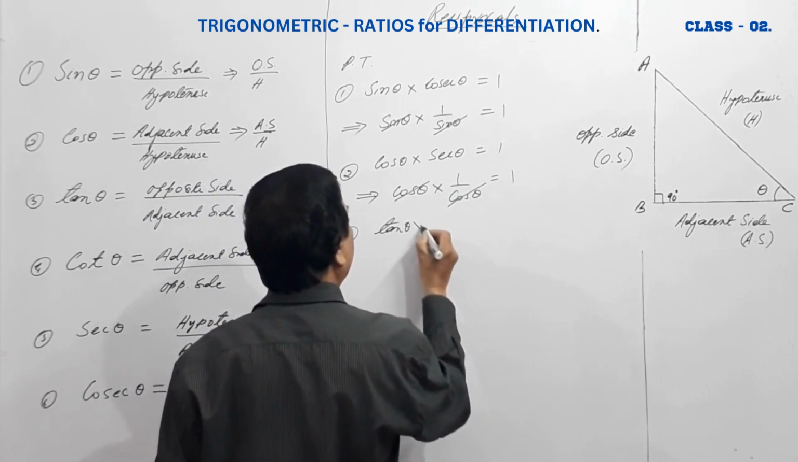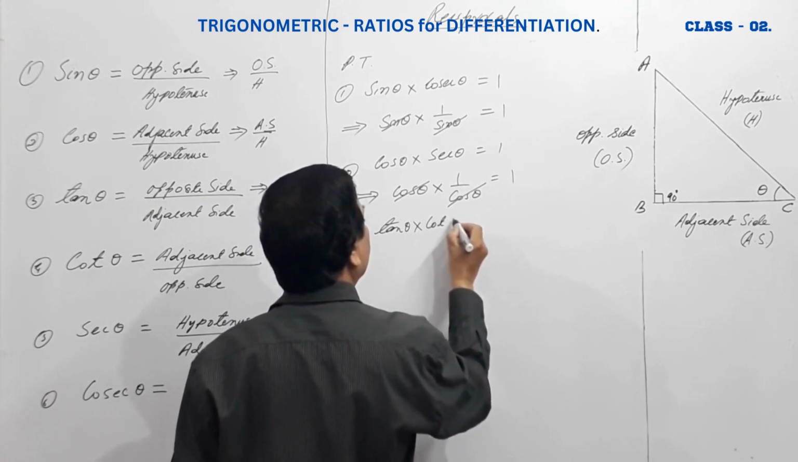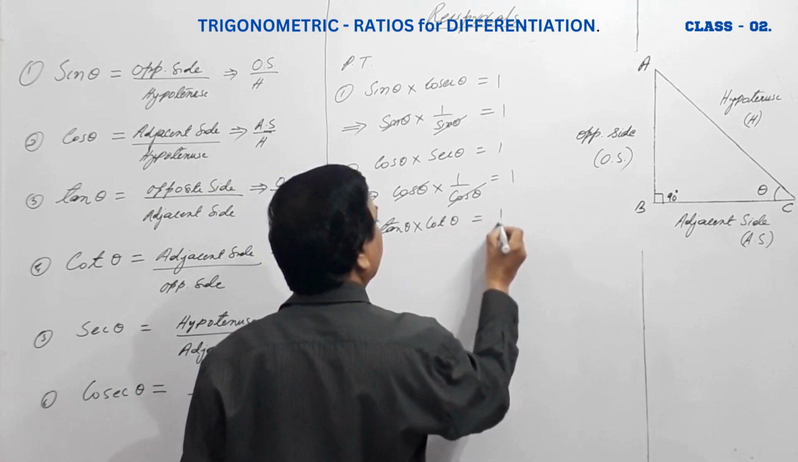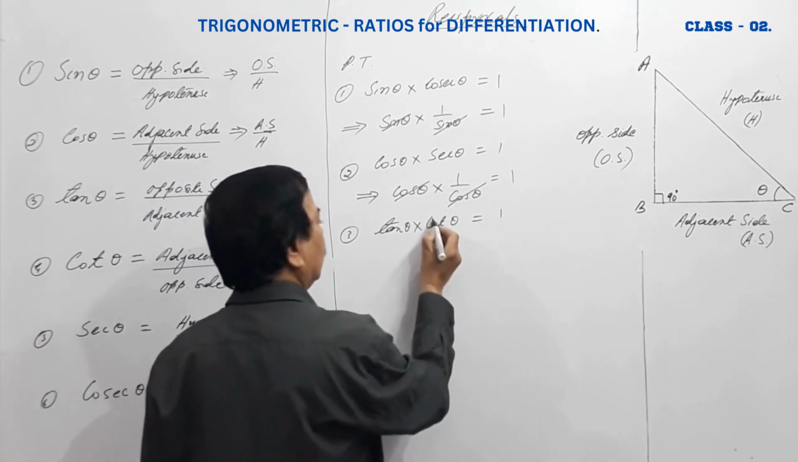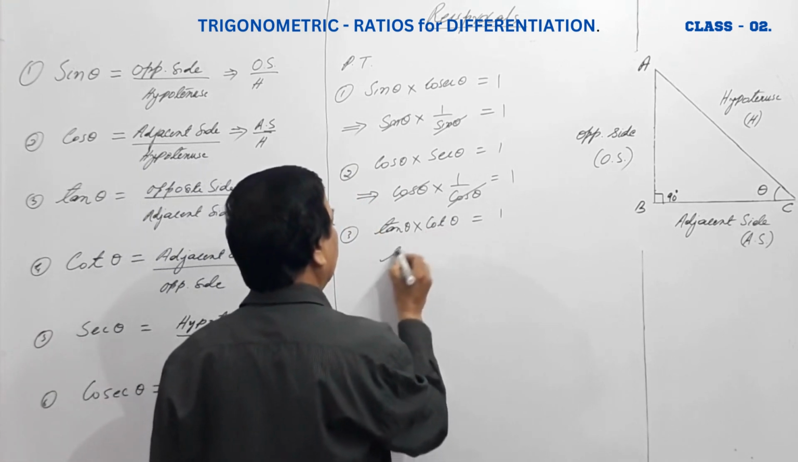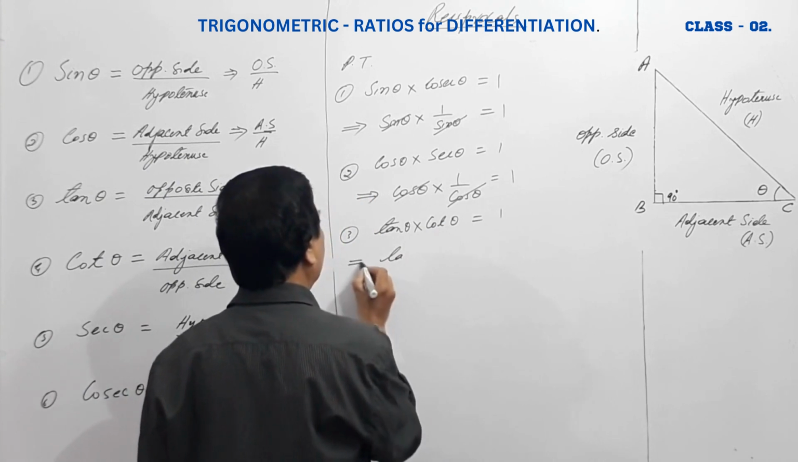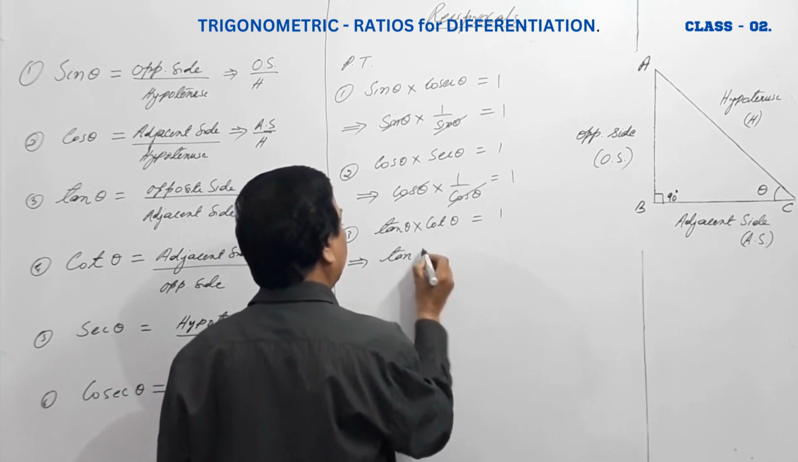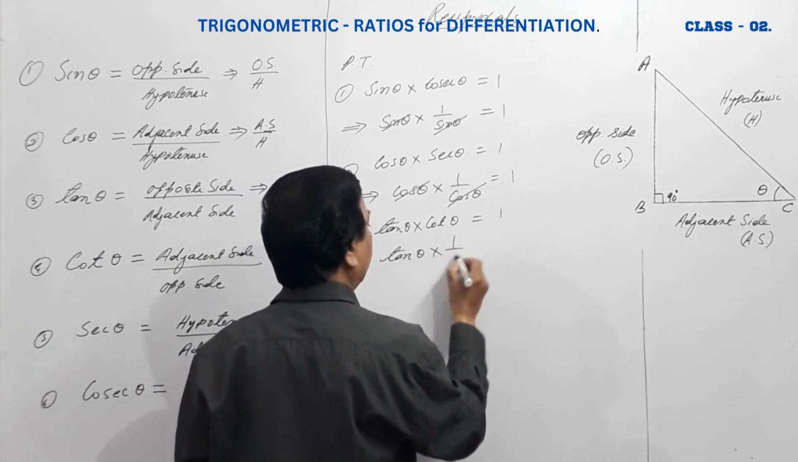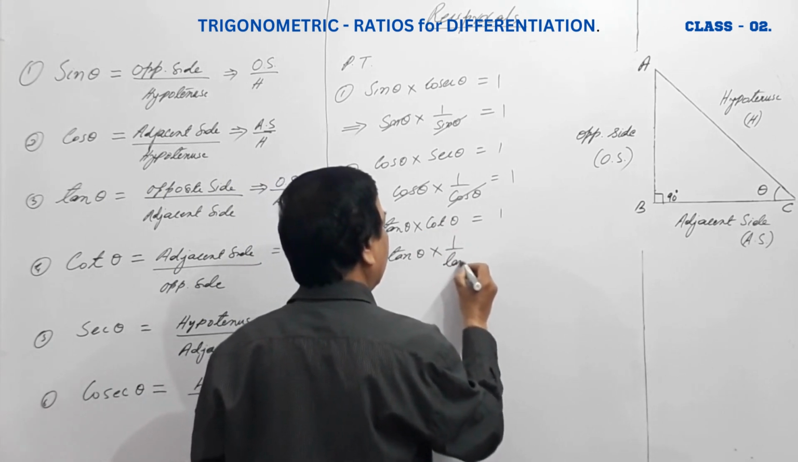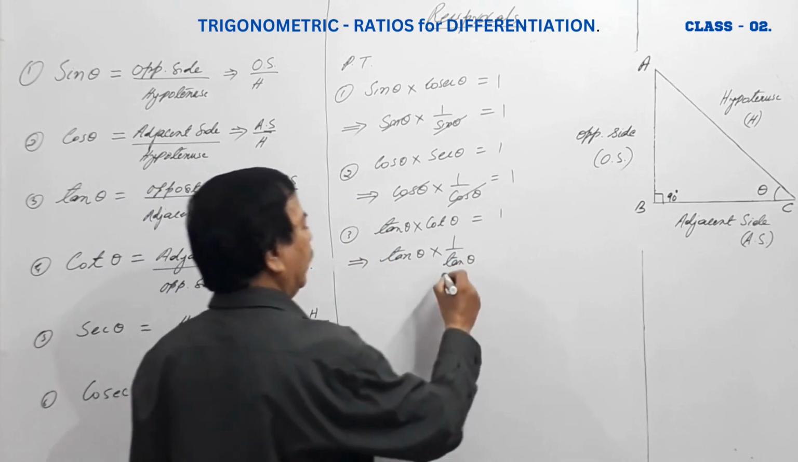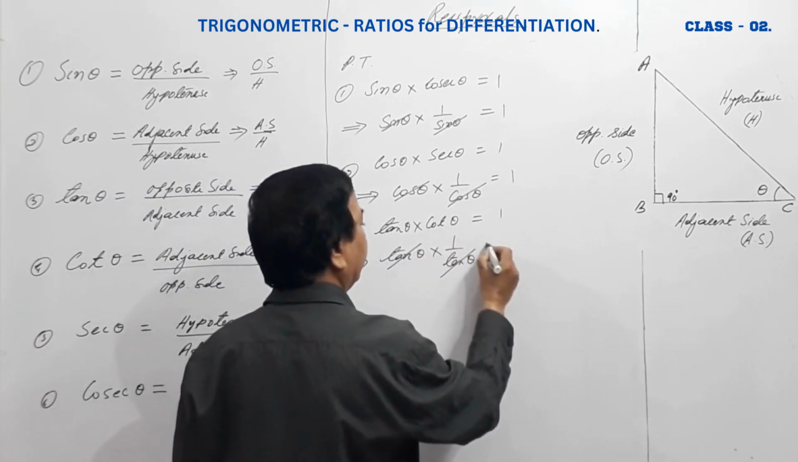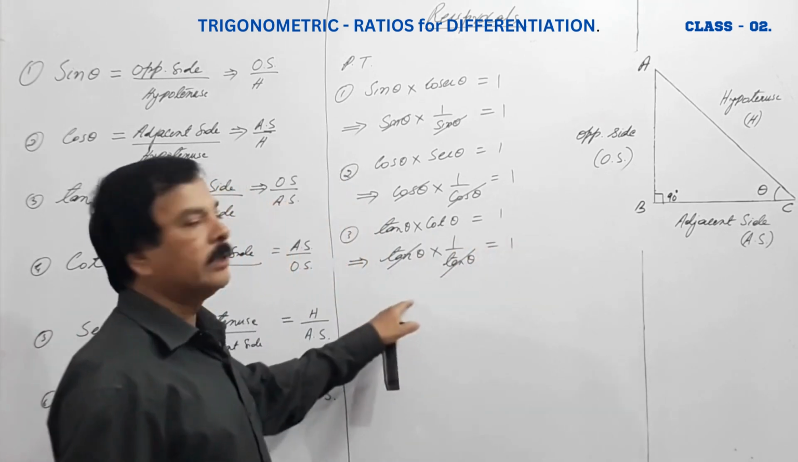Now, third case, prove that tan theta into cot theta equals to 1. So what I'll do here, I'll take tan theta into cot, which is 1 by tan theta. So again tan cancels, you're left with 1. Hence it's also proved.